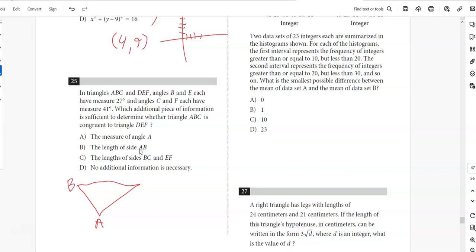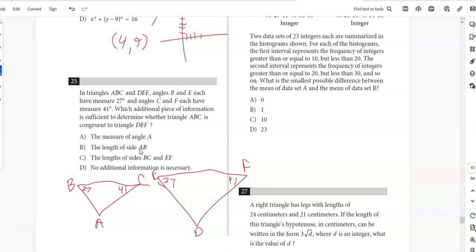So B and C, just so I can label it. B is 27 and C is 41. If I do another triangle that's similar, this would be DEF, in that order. It says that E is 27, so that was 27, and that one's 41. I mean, they both look exactly the same, right? Which of these pieces of information is sufficient to determine whether triangle ABC is congruent?